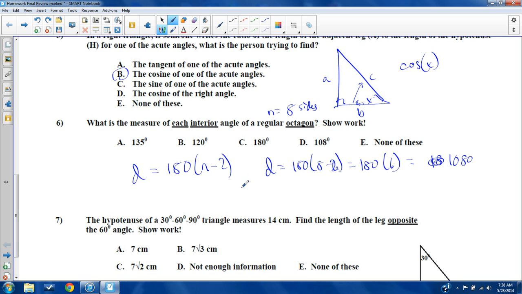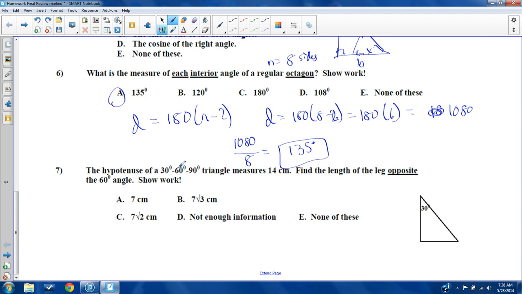So 1080 is the sum of the measure of all the interior angles of this regular octagon. In a regular octagon, all angles are congruent, and there are 8 of them. If they all add up to 1080, if I divide by 8, I'm going to get the measure of just one of them, which is 135 degrees. So the answer is A. Whoops. The answer is A.